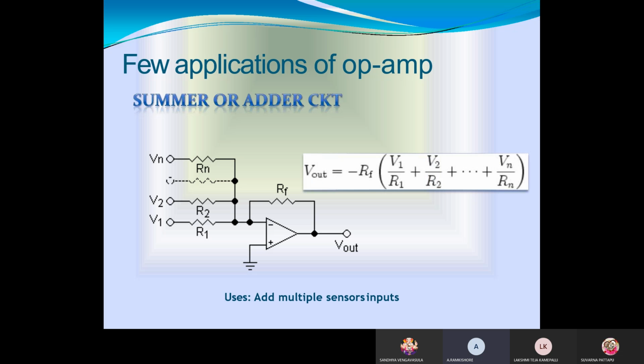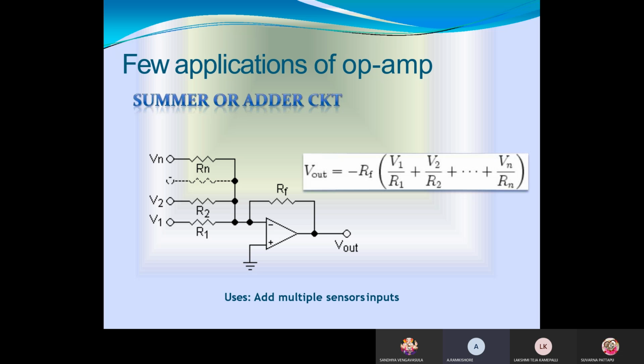A few applications of the op amp: we can use this op amp as a summer or adder circuit. Here we have the inverting adder. At the input we are adding V1, V2 and so on, and all these voltages will be added at the output of the op amp. It is an inverting closed loop op amp, because we are having the feedback from the output to the negative terminal.